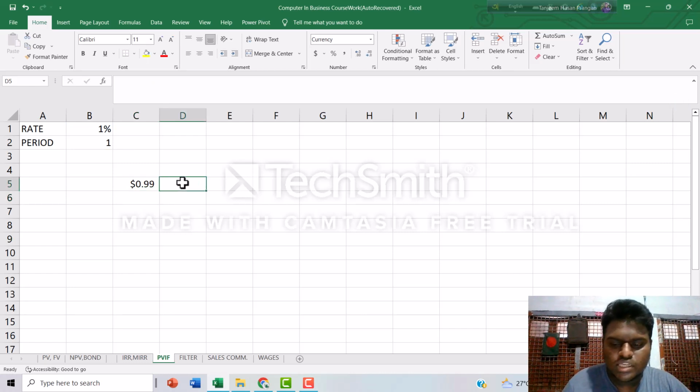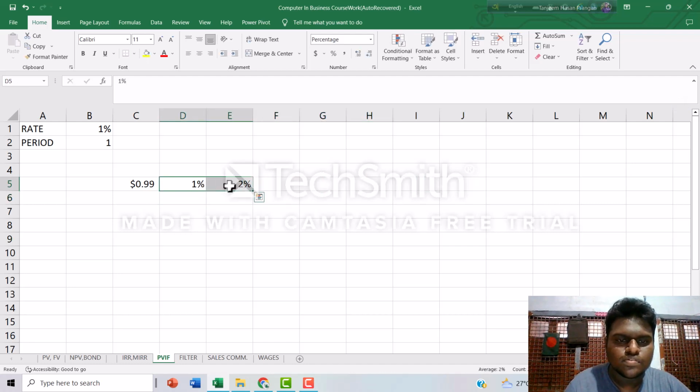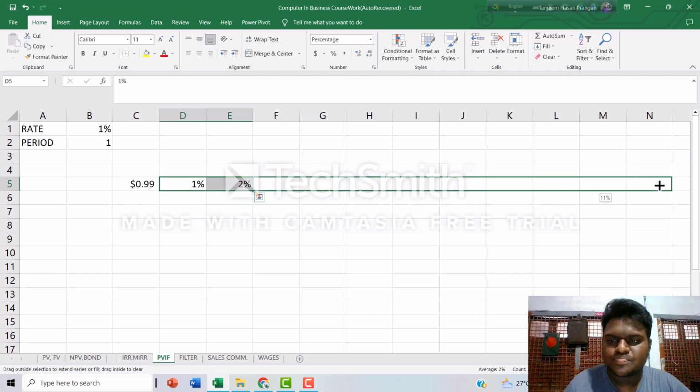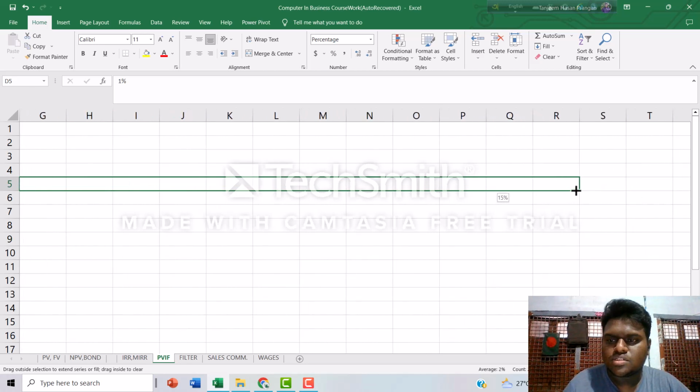Now for the second phase, we are going to make a chart which is required for the percentage. Firstly 1%, then 2%. So we are going to make it up to 15%. Yes, 15% is enough.